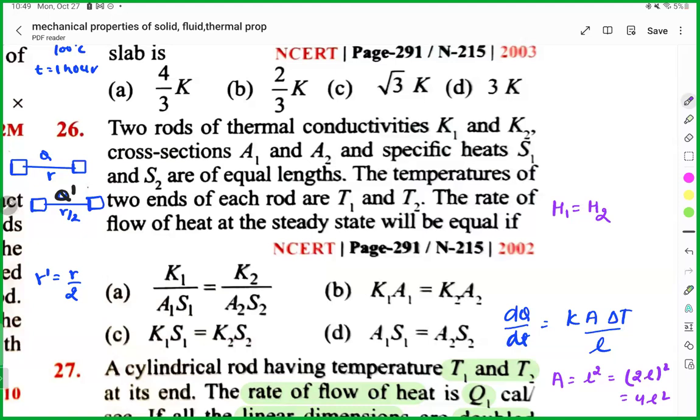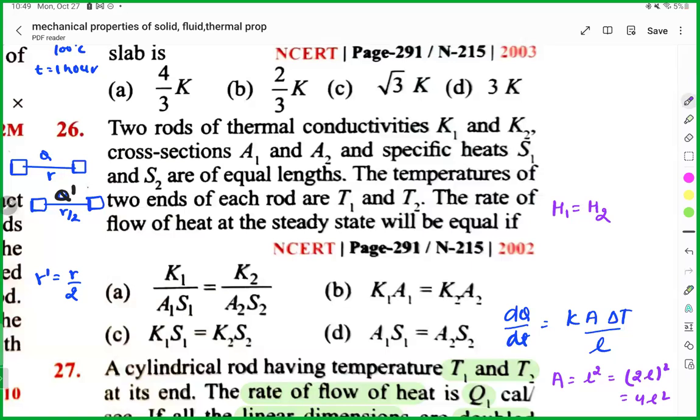What should be the answer? This is a repetition. Who will tell? Pratigya.